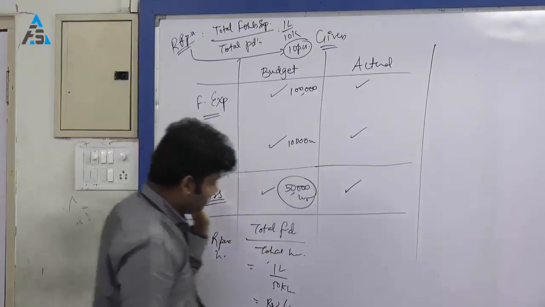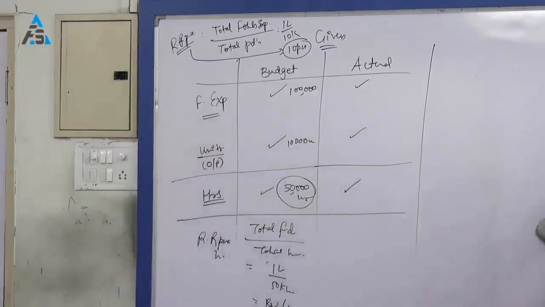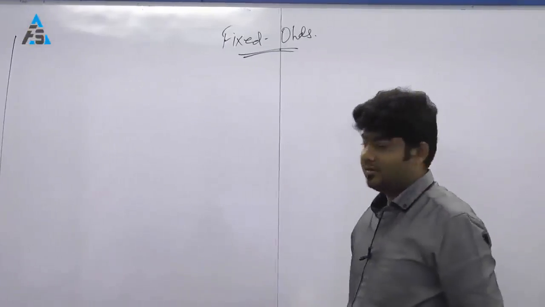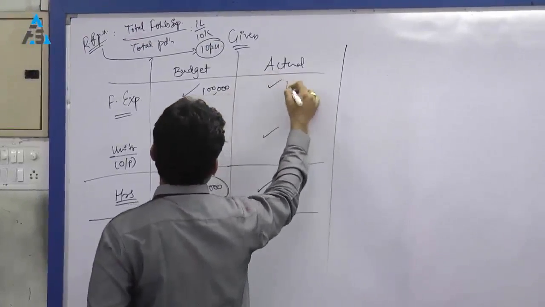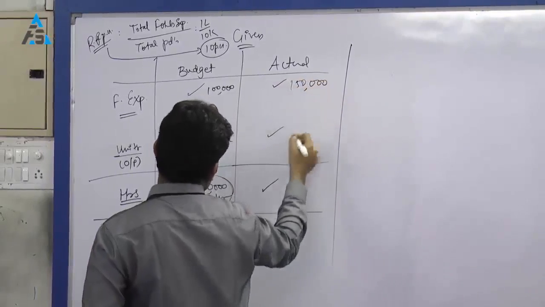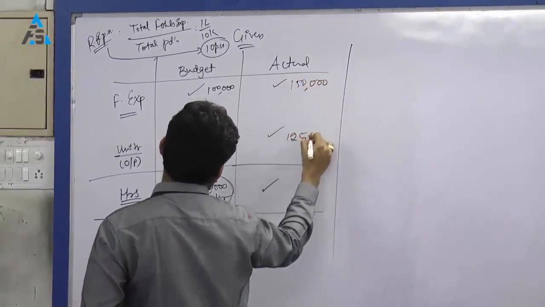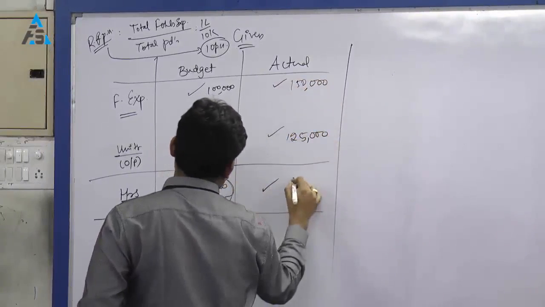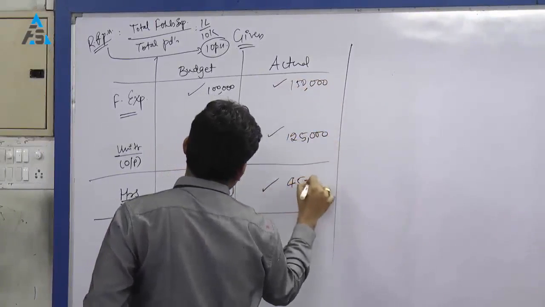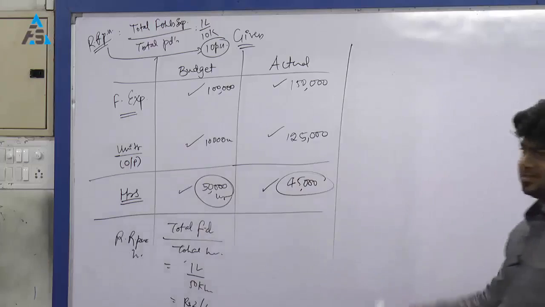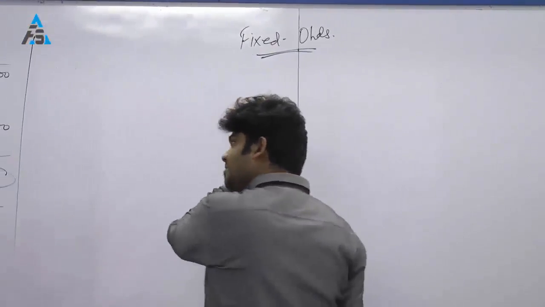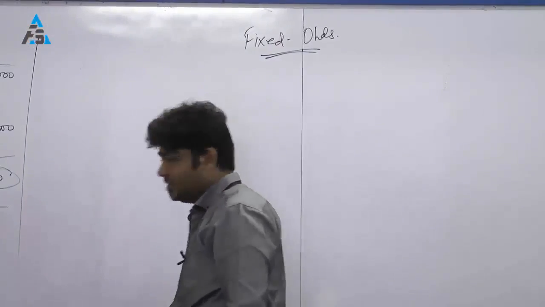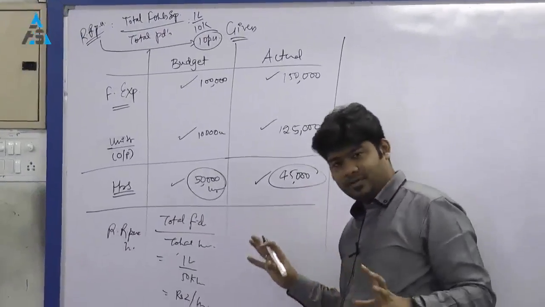Now, using this we will try and find out what exactly my fixed overheads variances are. So this is my budget, this is my actual. Actual, let's assume this to be 1,50,000. Let the units be 1,25,000. Let the number of hours be, say, 45,000. So this is just general data. I have just taken it without anything in mind. So this whole data, the majority of the data, will be given to me.